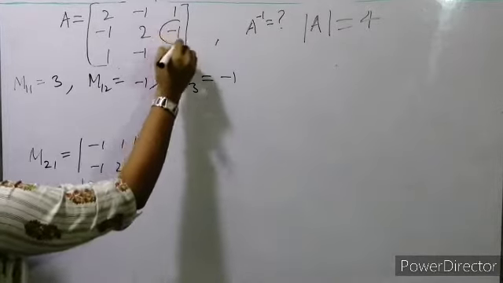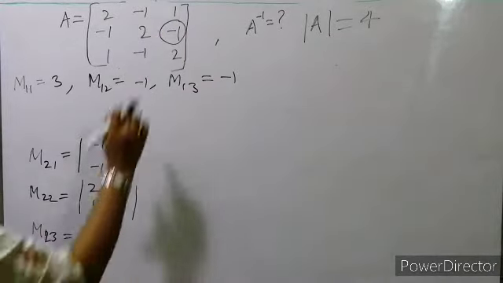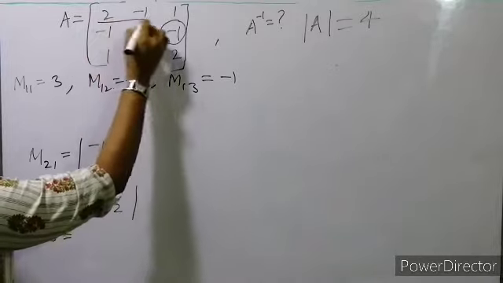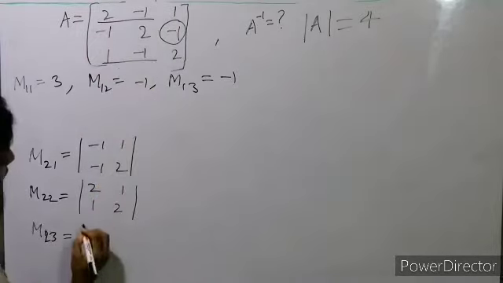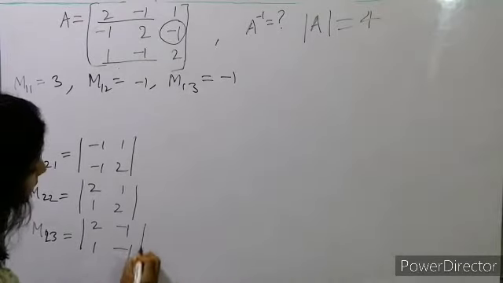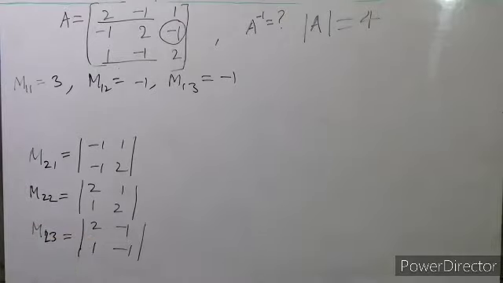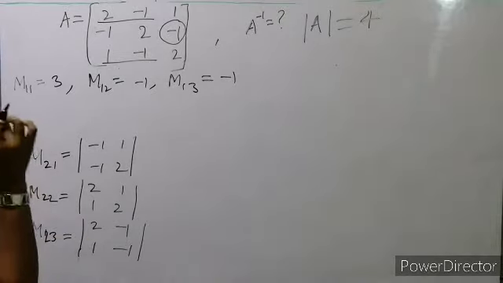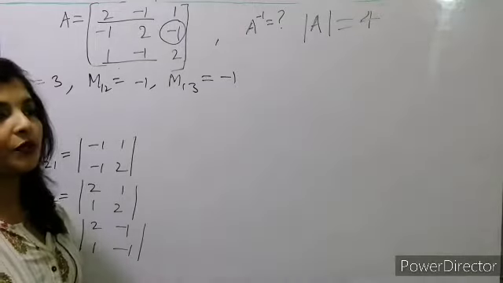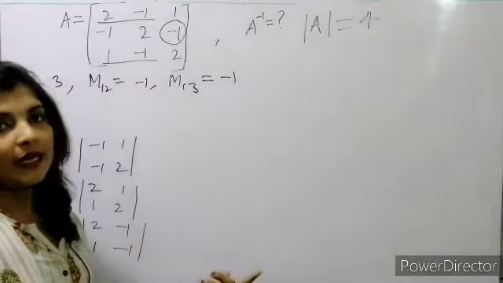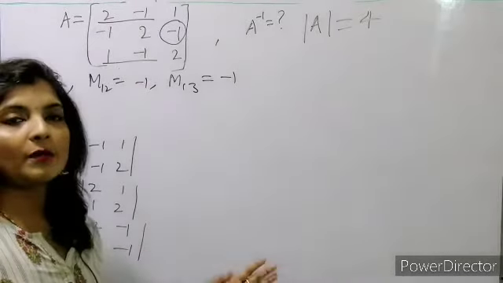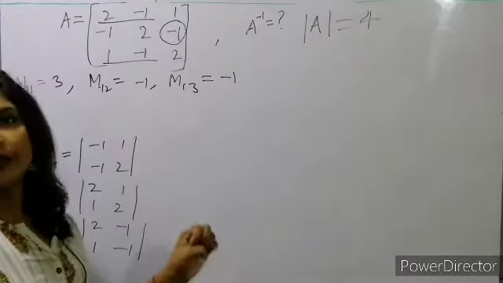Now the third one, 2 3, second row and third column we will leave. So what is left behind? These two and these two. 2 -1 1 -1. Okay, so minus we have to find out. How? For whichever minor we have to find out, we will remove that particular row and column of the element. We have to remove the whole column and whole row. What is left behind will be the minor.